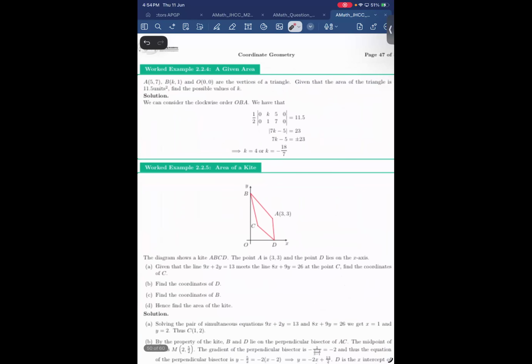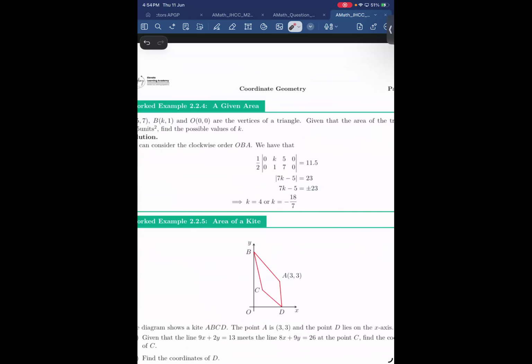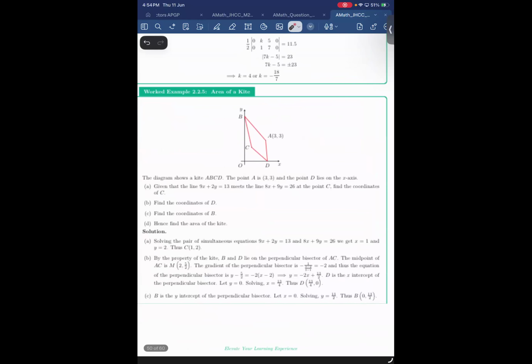Yeah, so an example here. Now we look at this one instead. The ABC I won't really go through. ABC is just using the normal coordinate geometry to calculate the different points. Look at part D. Part D is the area of the kite.